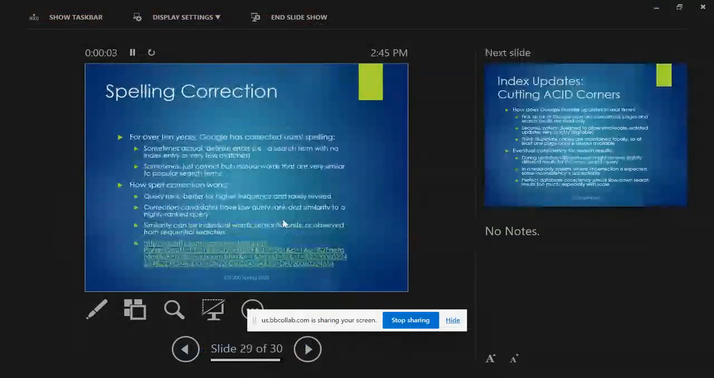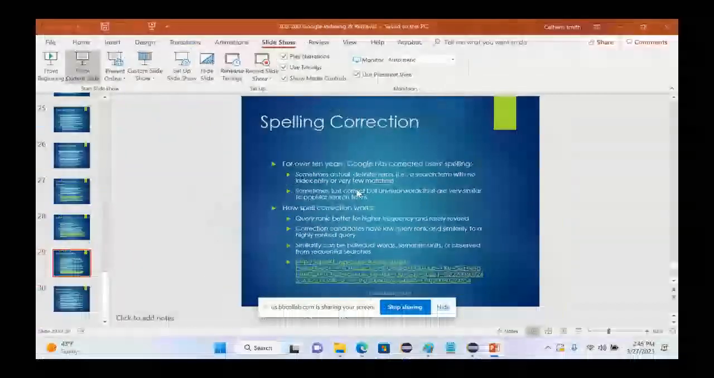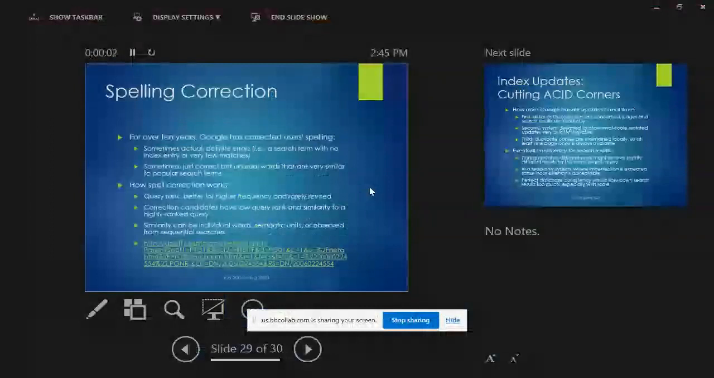Anyway, the way this works. Sorry, it's kind of a hassle. I'm not seeing the same view you are.